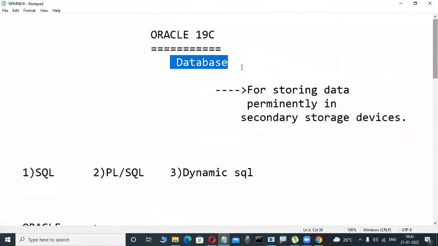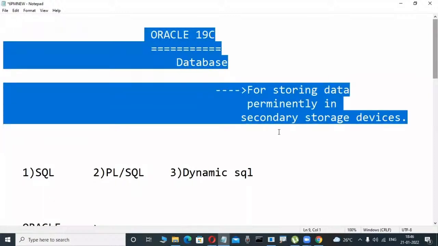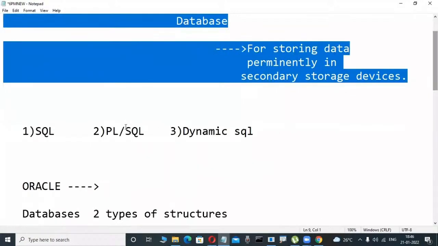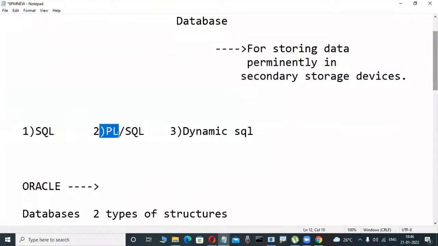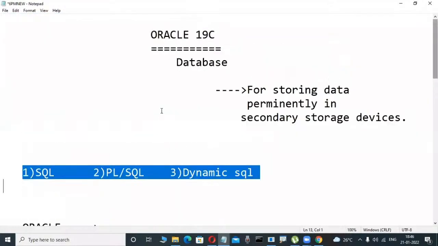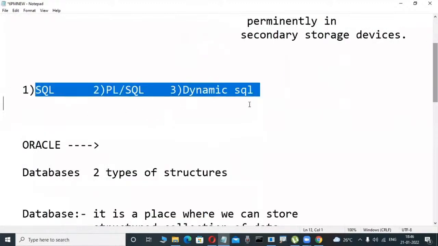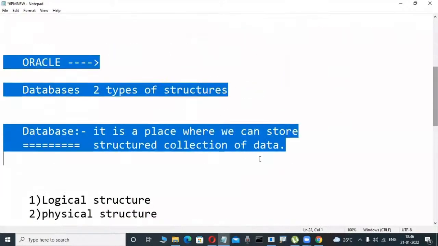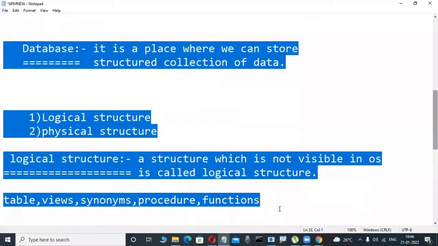What is the purpose of databases? Not only storing data permanently, but also retrieving and fetching the data efficiently from some place. If you want to operate this Oracle software, we use SQL, PLSQL, and dynamic SQL languages. Anywhere we learn an Oracle course, these three things are told. Okay, that is a very small thing I'm telling.